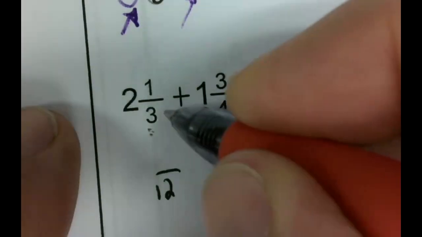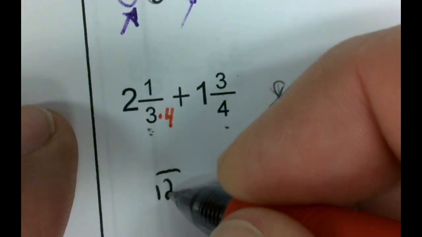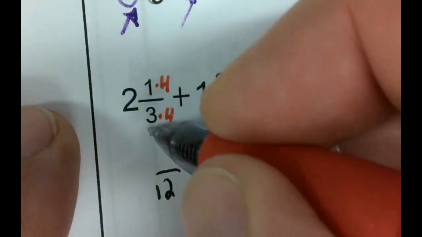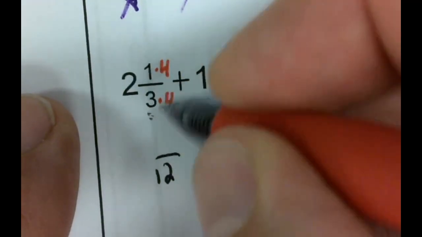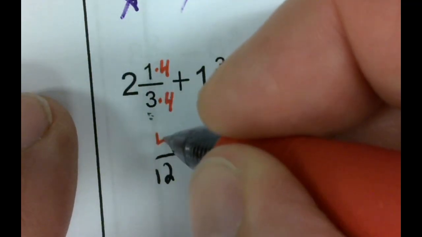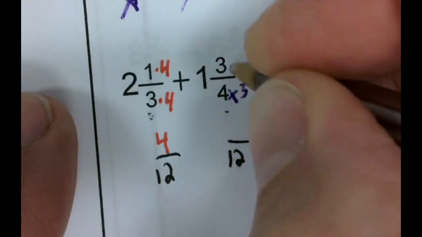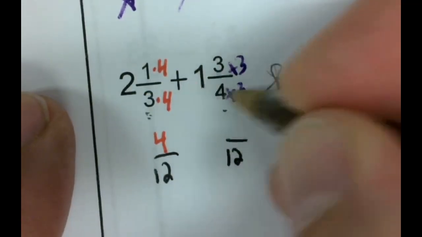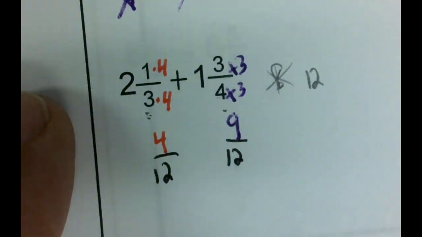But don't forget, when you take 3 times 4 to make 12, multiply the top by 4 as well, because 1/3 of a pizza is not the same as 1/12. But 1/3 of a pizza is the same as 4/12 of a pizza. Same thing. 3/4 of a pizza is not the same as 3/12. Make sure when you multiply the bottom by 3, you multiply the top by 3 as well.